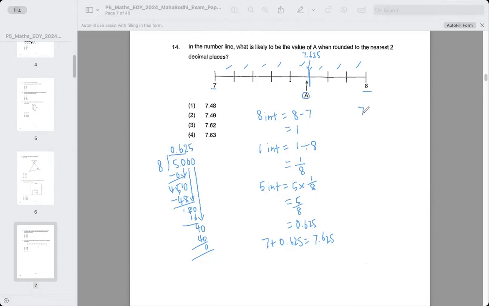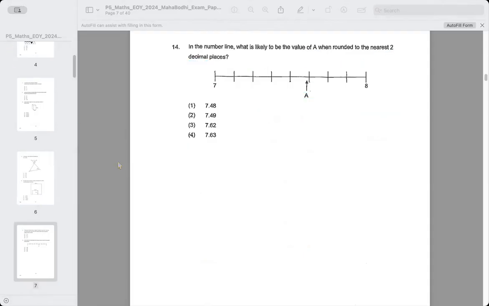If I take 7.624 something and round off to the nearest 2 decimal places, I have to look at the 3rd decimal place, right? It is 4, so I have to round down. So if I round down to the nearest 2 decimal places, it will be 7.62. So the answer will be option 3. There's no way that if I round off, it will be 7.63, because this A is smaller than 7.625. So this is the answer for question 14. Okay, moving on.